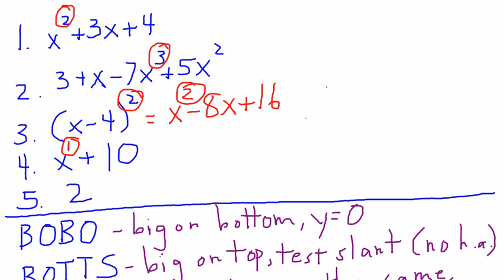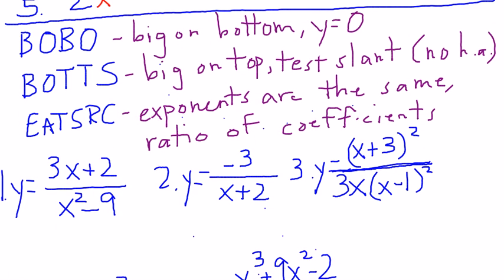And on number 5, anything to the power of 0 is 1. So there's implicitly an x to the 0 here, so the degree here is 0. So you look at the degree, and the little mnemonic device that I use is BOBO bots EATSRC. I didn't make it up.